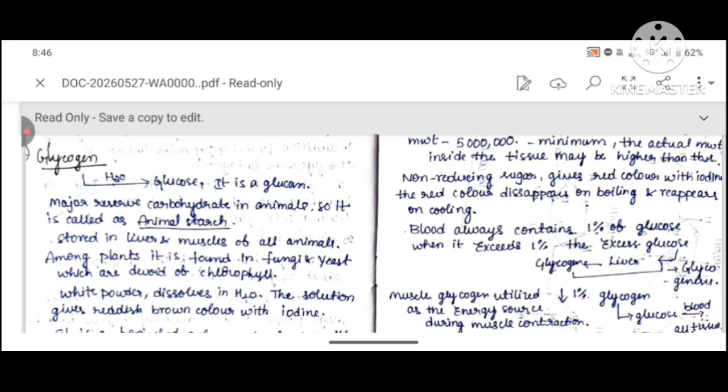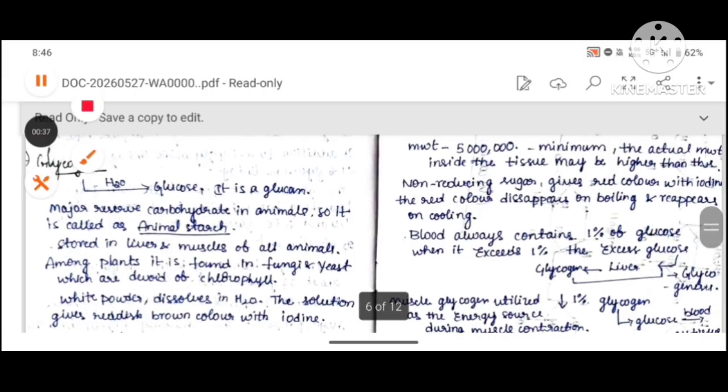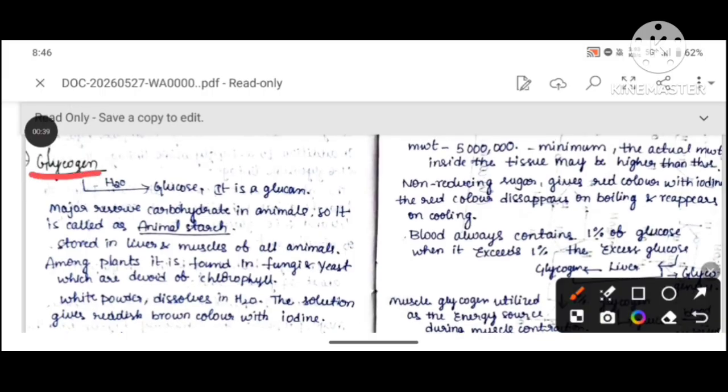homopolysaccharides. The second most important homopolysaccharide is glycogen. Glycogen upon hydrolysis gives rise to glucose. Any polysaccharide which gives glucose upon hydrolysis is known as a glucan. Glycogen is a storage form. When it is hydrolyzed, it is converted into glucose, which is then utilized by the body. It is the major reserve carbohydrate in animals, so it is called animal starch.